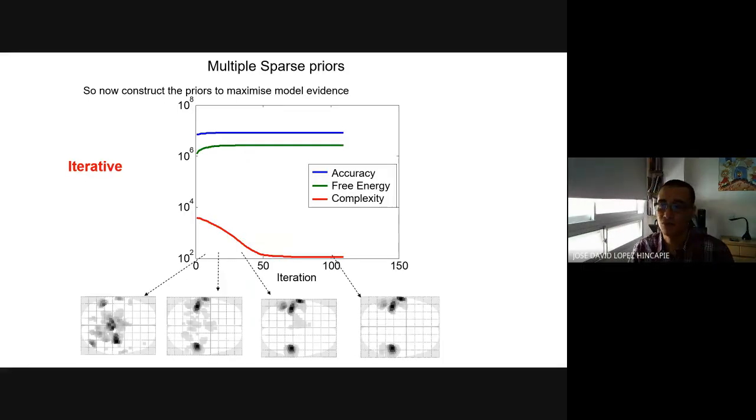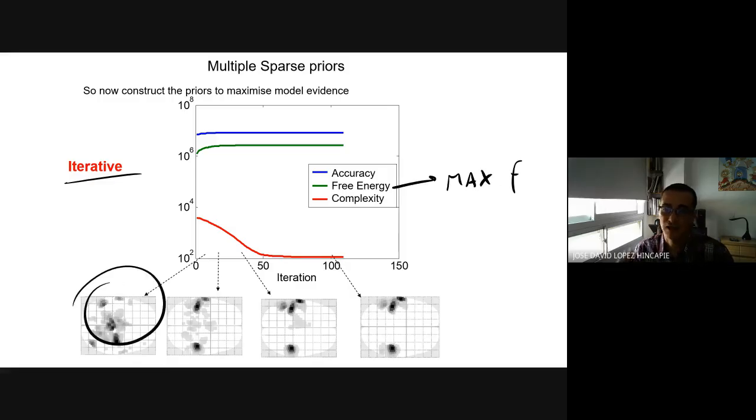So how does it work? It works with an iterative algorithm that maximizes free energy, and it will start with a rough prior, but it will start pruning the possible locations. And as the iterations go on, the complexity will go down because the model will be simpler than the original one, and the accuracy will go up. Once the complexity stops moving and the accuracy stops moving, given that the free energy is the trade-off between accuracy and complexity, you will have a maximum. So when the free energy stops moving, it will say, okay, I have the correct answer. And that's what you are going to have at the end.